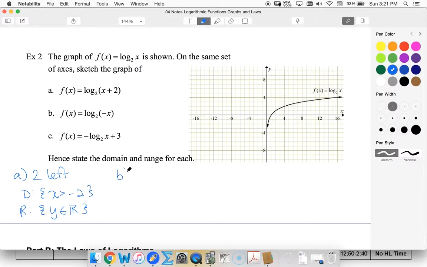Okay, let's look at b. Now I'm taking my graph and I'm going to reflect it over, so -x is a reflection over the y-axis. That means now my x values are going to be less than 0. My y values are still all reals.